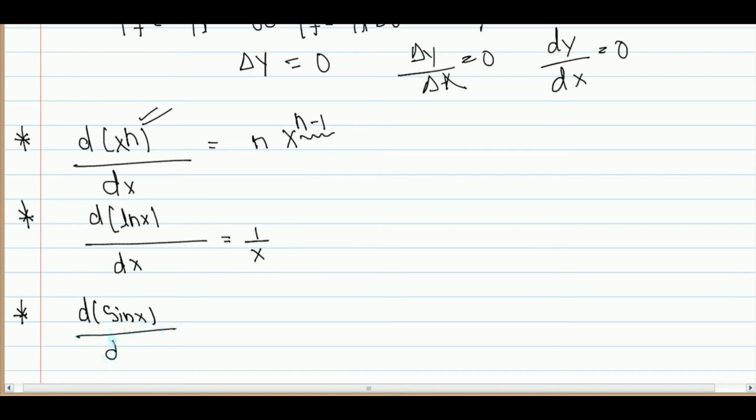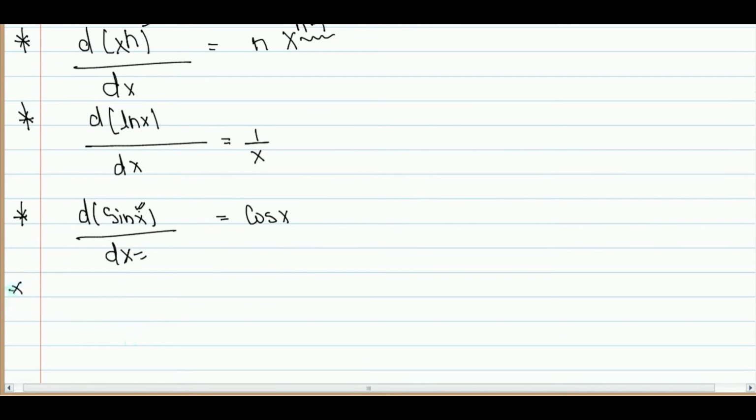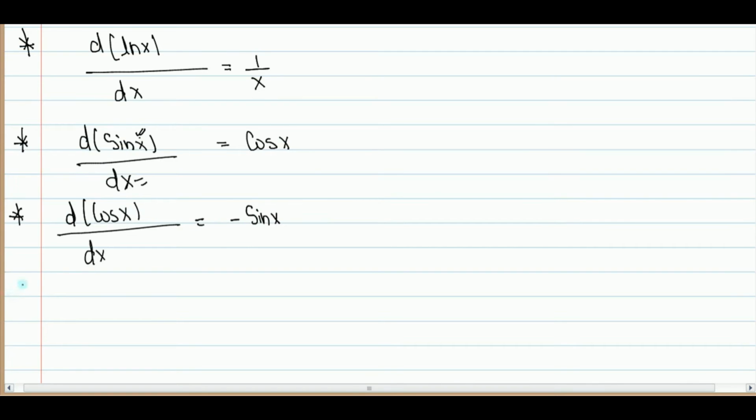with respect to x. Just remember, if the angle here is x and it is being differentiated with respect to x, in that case the differentiation of sin x will be cos x. Okay, differentiation of cos x with respect to x will be equal to minus sin x. Okay, differentiation of tan x.